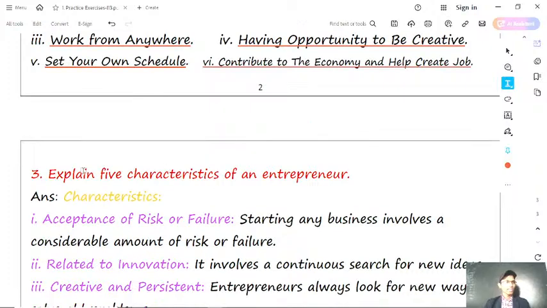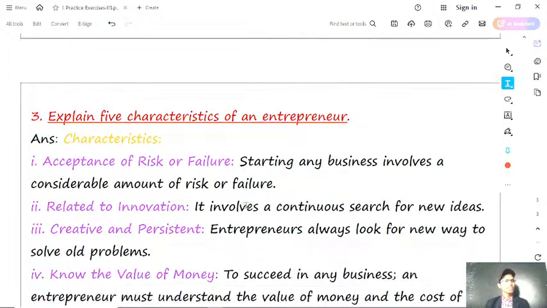Okay, next third question is: explain 5 characteristics of an entrepreneur. Means you have to give the 5 characteristics of any entrepreneur. See, the first characteristic is acceptance of risk or failure. Means what happens? I hope my voice is clear to you. Let me check.